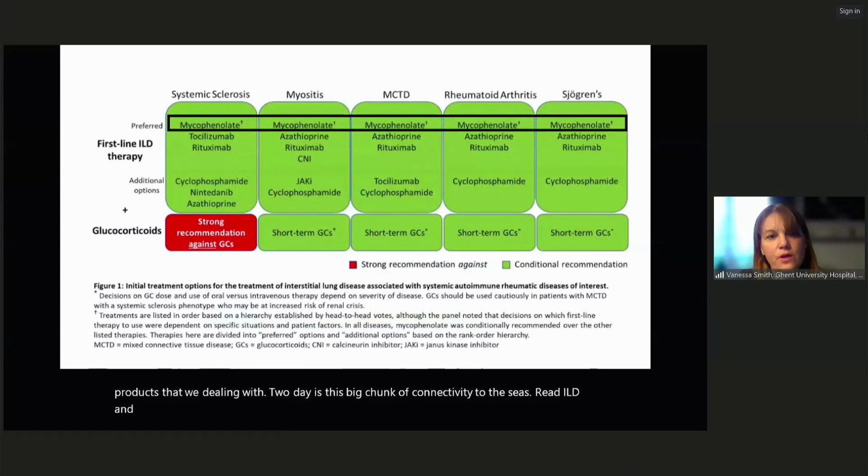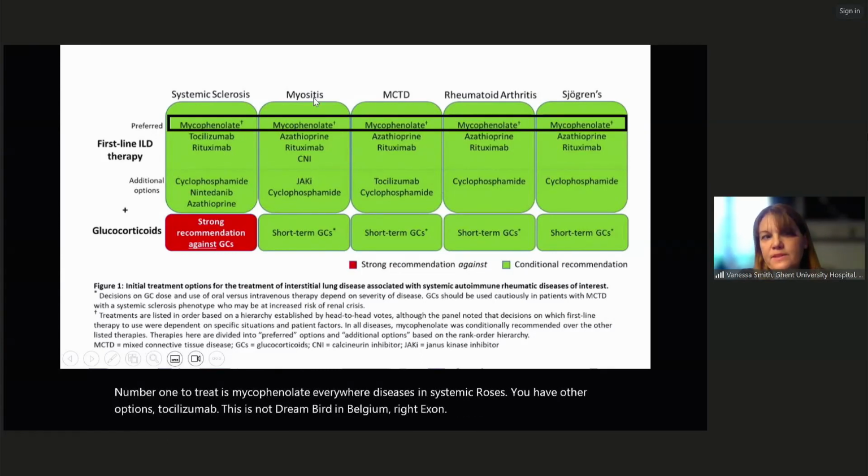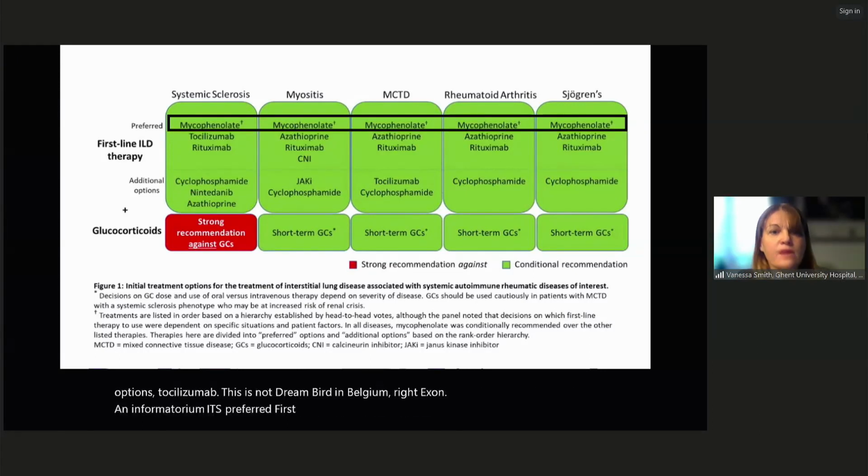As I mentioned, the American College of Rheumatology gave us very nice guidelines. First-line therapy in our connective tissue disease-related ILD: number 1 to treat is mycophenolate, overall diseases. In systemic sclerosis, you have other options, tocilizumab, but it's not reimbursed in Belgium, and Rituxan. In inflammatory myopathy, as preferred first-line therapies, you have number 1 mycophenolate, azathioprine, and Rituxan.